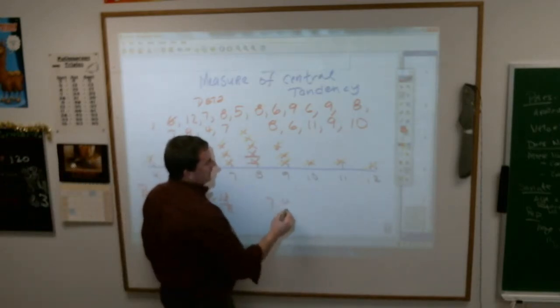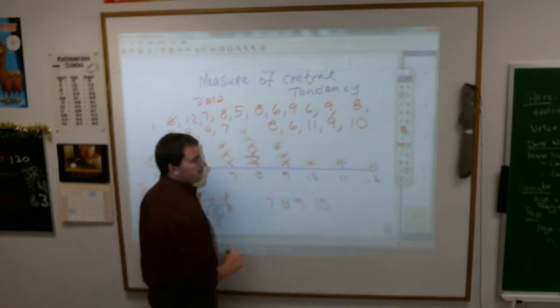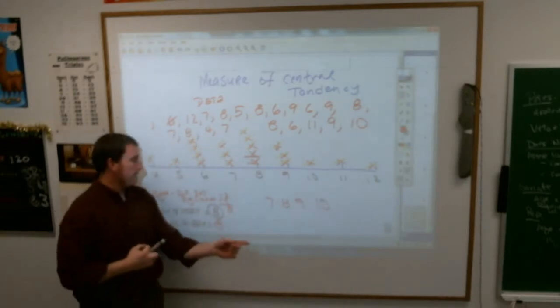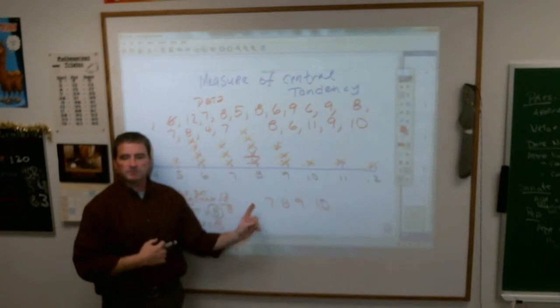What if I have 7, 8, 9, and 10? What is the median of those four numbers? Jacob? 9. Nope.